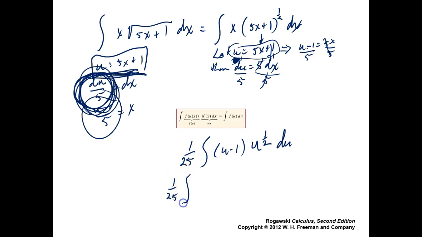1/25, the integral of, what's u times u to the 1/2? You're distributing. Say again? U to the 3/2. U to the 3/2 minus u to the 1/2 du. Can we do that integration? Sure we can. This is 1 over 25. Don't forget that. What's the antiderivative of u to the 3/2?